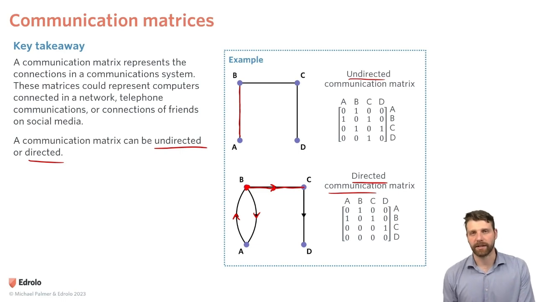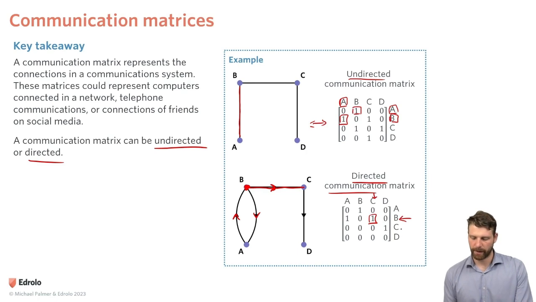Each of these has an associated matrix. In an undirected communication matrix, that's going to be symmetrical about the diagonal. If B talks to A, then A can talk to B. Whereas here, we can see that B can talk to C. So row B can talk to column C, but C cannot talk to B. So there's a 0 there, right? I think it's fairly obvious that a 1 represents there's communication and 0 represents that there isn't.